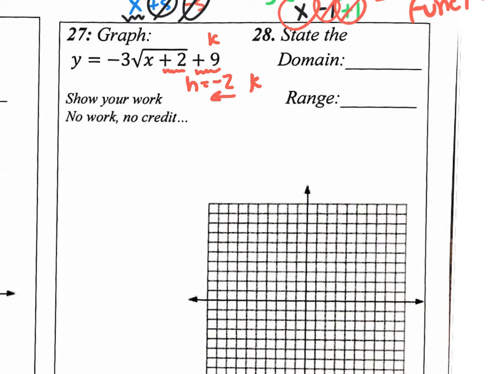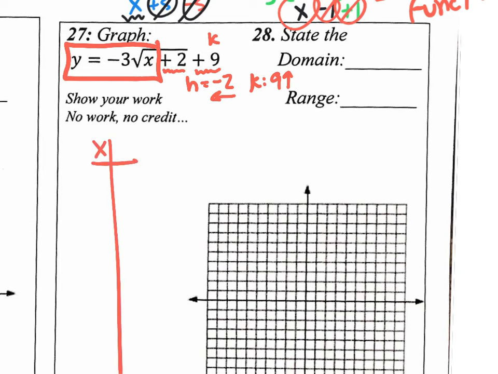So the k is +9, which means you're going to be going 9 up. What I recommend is ignoring h and k, boxing in your function that does not include the h and the k, and then making an input-output table for that boxed-in function. I'm not going to do the whole thing. I'm only going to focus in on this.